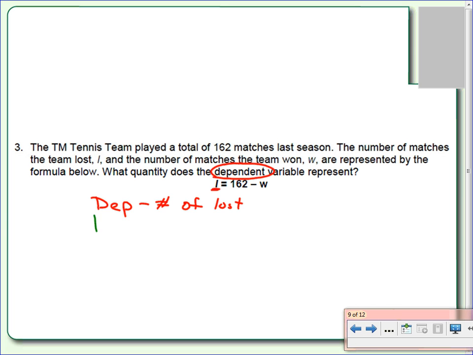And of course the independent is just the opposite. Instead of the y value, it's the x value, or in our case, it's the W. And what does that W stand for? The number of wins. Number of wins.